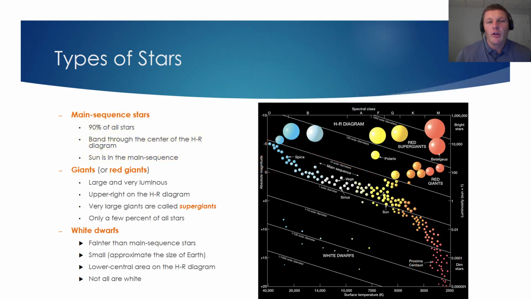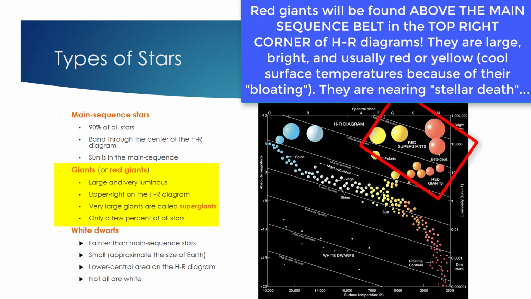The next type of stars that we'll consider are the giants, or more specifically the red giants. Giants are large and very luminous. You'll find these stars in the upper right portion of the Hertzsprung-Russell diagram, and these stars are typically going to be in the later stages of their lives.